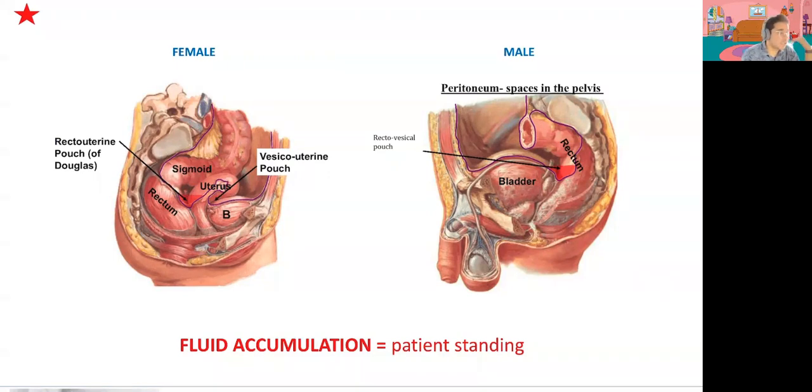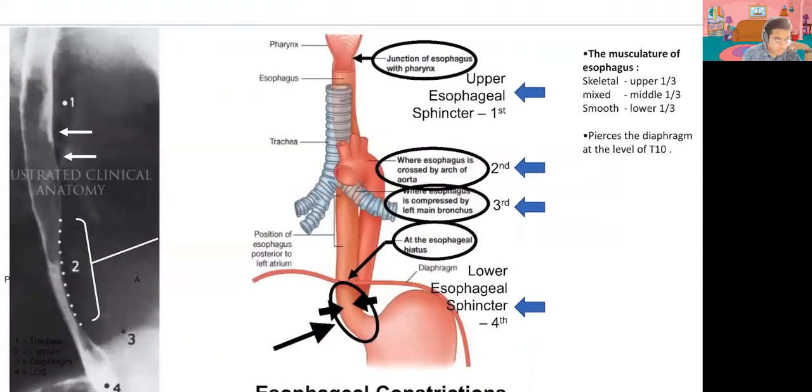For your males, the equivalent point is the rectovesical pouch. Obviously, this is a little harder to do, and you'd have to go through the rectal canal in order to pull out fluid. Most of the time, they don't tend to do this. There are other points that they can pull fluid from in order to assess the patient. And it's only tested when the patient's standing, okay? For females, it's a little different. You could actually have them supine and still assess for the pouch of Douglas. But if they ever ask you for females, and if they're standing, rectouterine pouch or the pouch of Douglas.